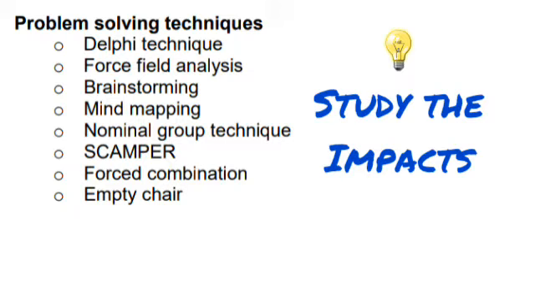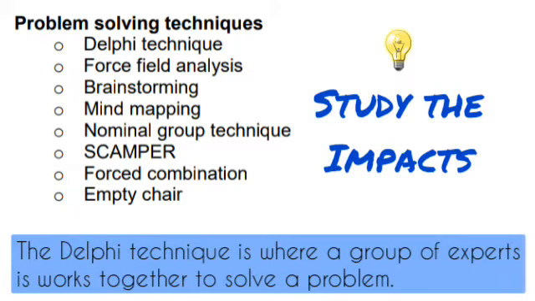In grade 12, what's important with these problem solving techniques is for you to study their impact. This is very NB. So in grade 12, we are no longer testing you on what is the Delphi technique. We are testing you on what are the negatives and positive impacts of the Delphi technique. So we already know that the Delphi technique is where a group of experts works together to solve a problem. So we are dealing with experts. So what are the positive impacts of that, and what are the negative impacts of that?